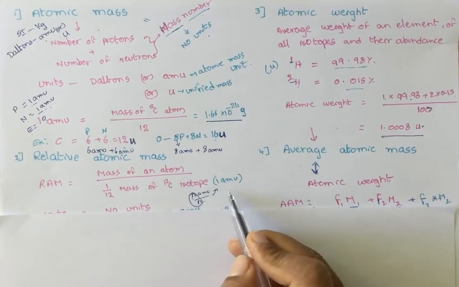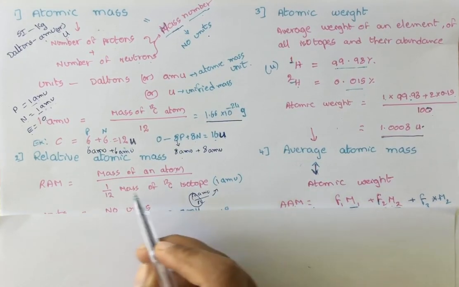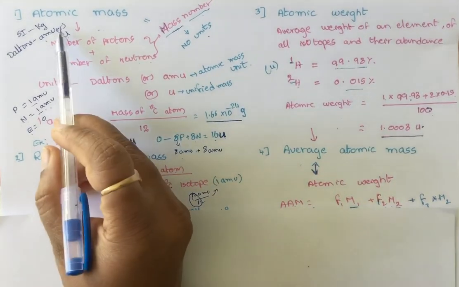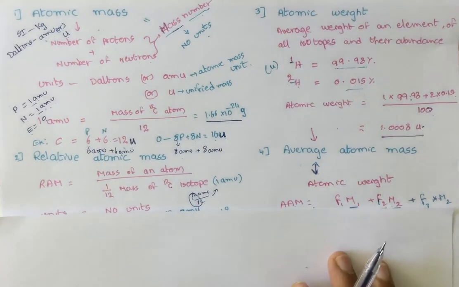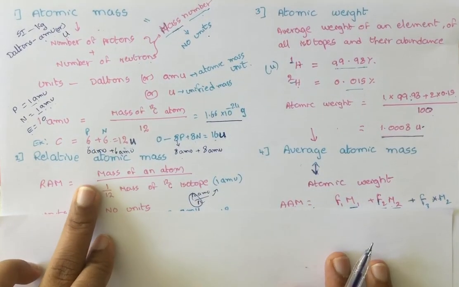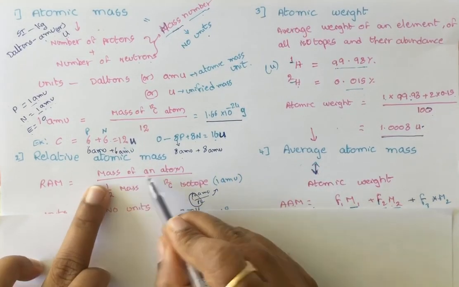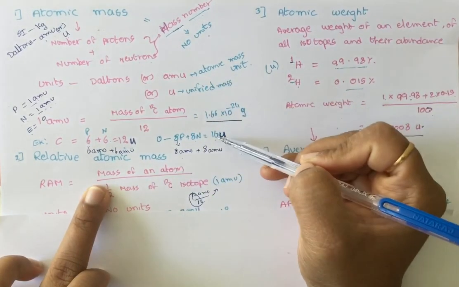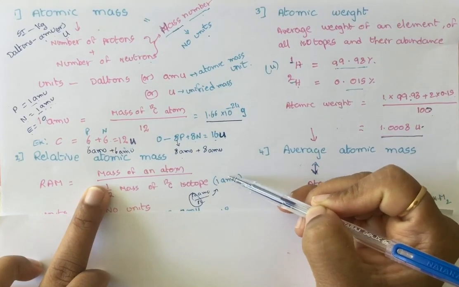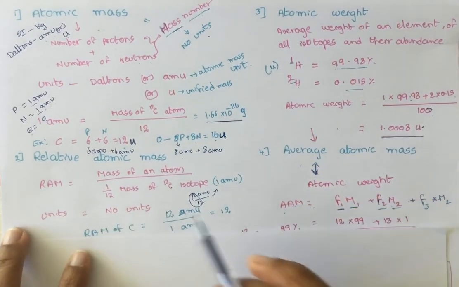This whole value is equal to 1 atomic mass unit, and the mass of an atom, we already know how to calculate, the atomic mass of an atom. In this way you can calculate the relative atomic mass of any atom. Here, atomic mass is already expressed in atomic mass units, and the denominator is also an atomic mass unit. Both get cancelled and it has no units.